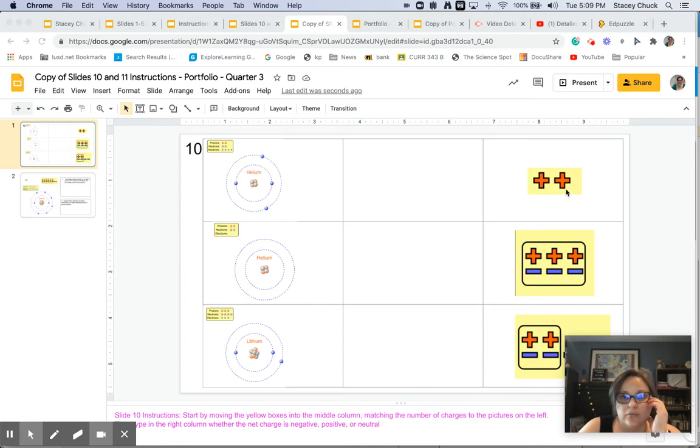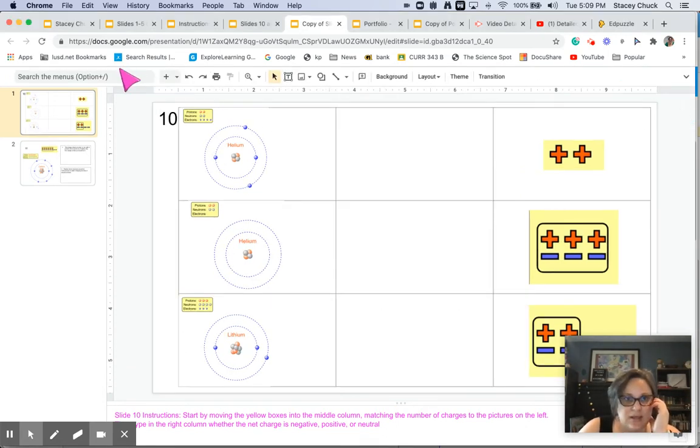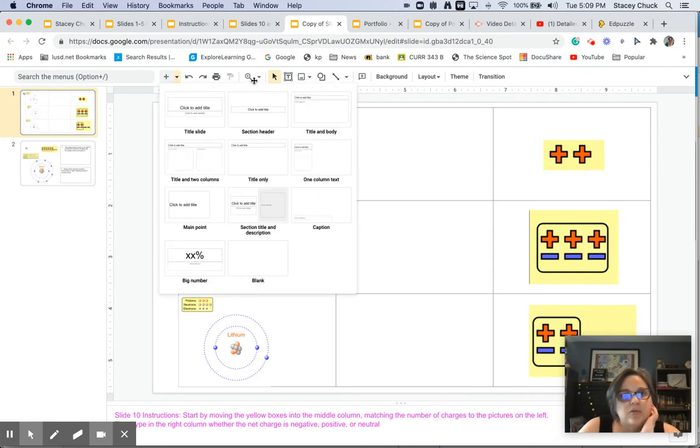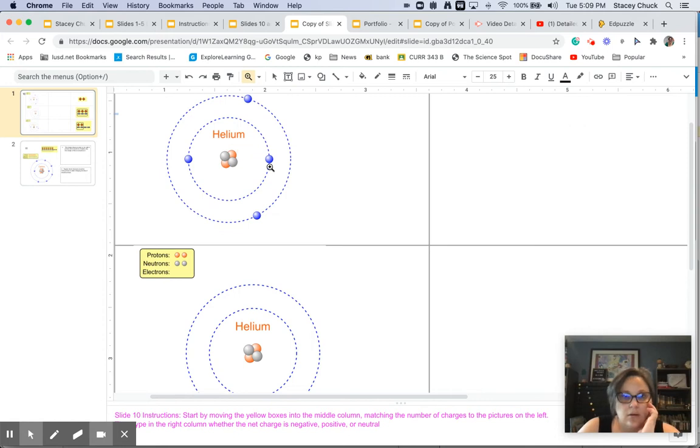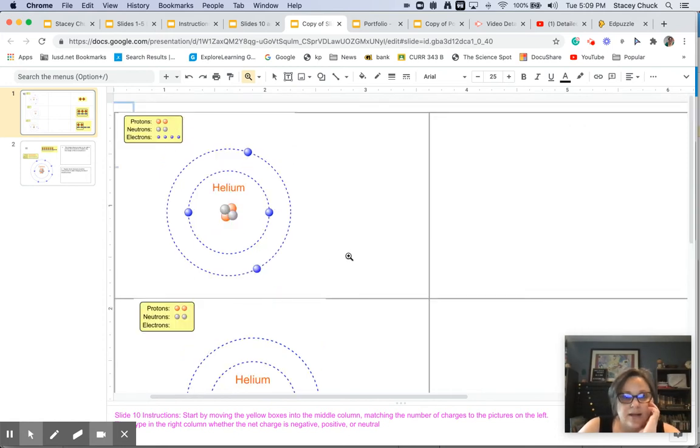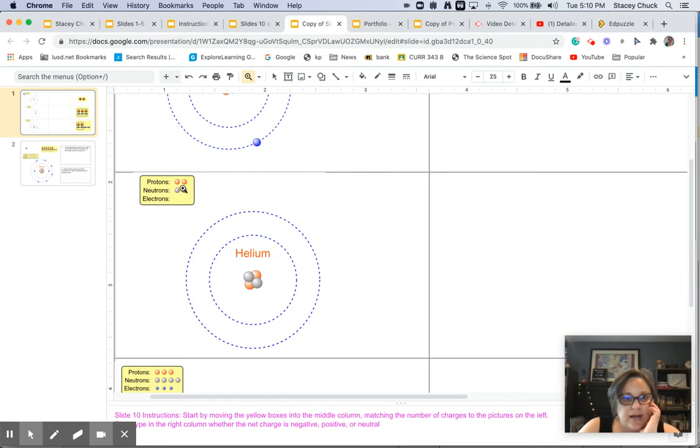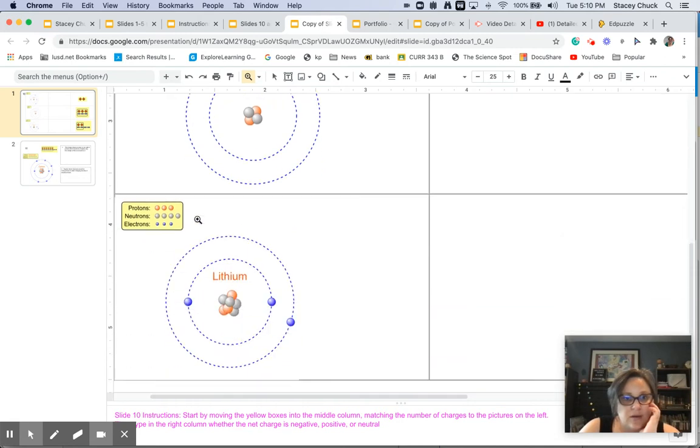So what can make it a little bit easier to see is to zoom in a bit. So let me get it zoomed a little bit here. Okay, so here I can see the picture a little bit better. It has 2 protons, 2 neutrons, and 4 electrons. The next picture has 2 protons, 2 neutrons, and 0 electrons. And the last picture has 3 protons, 4 neutrons, and 3 electrons.